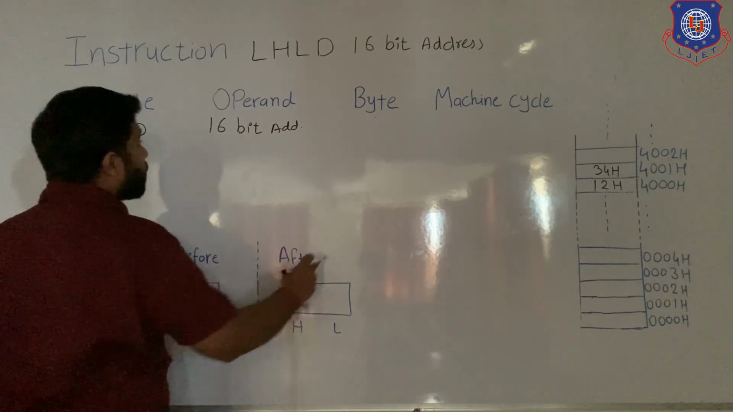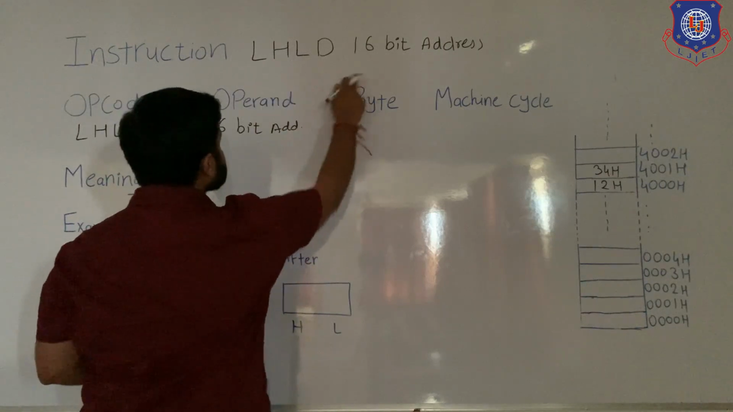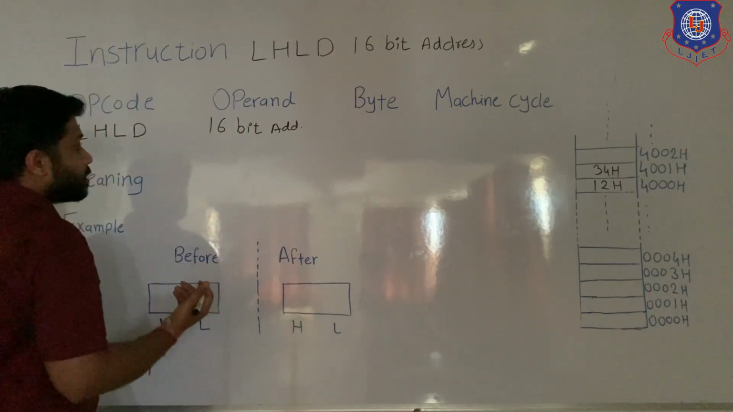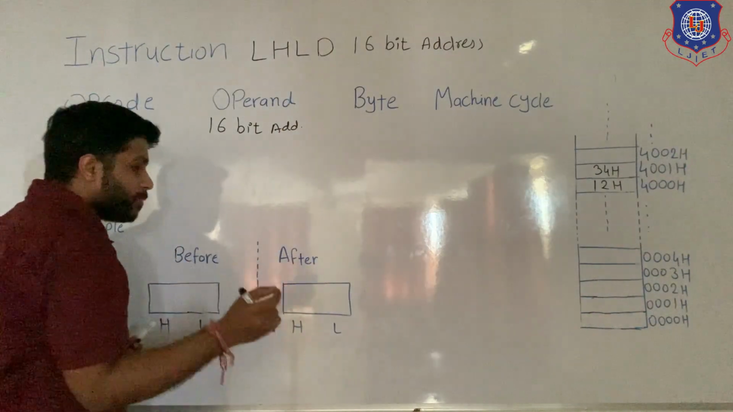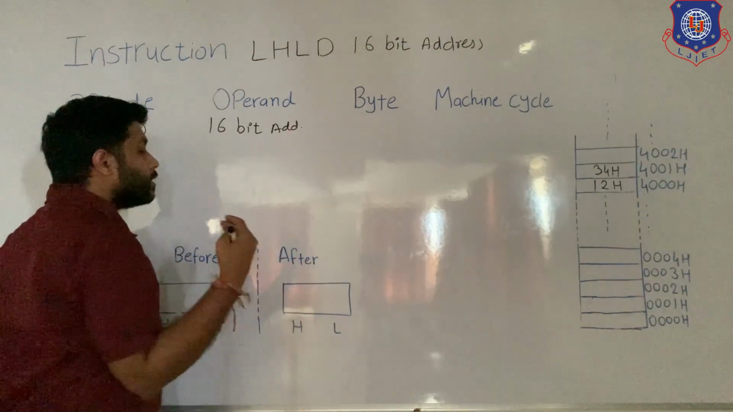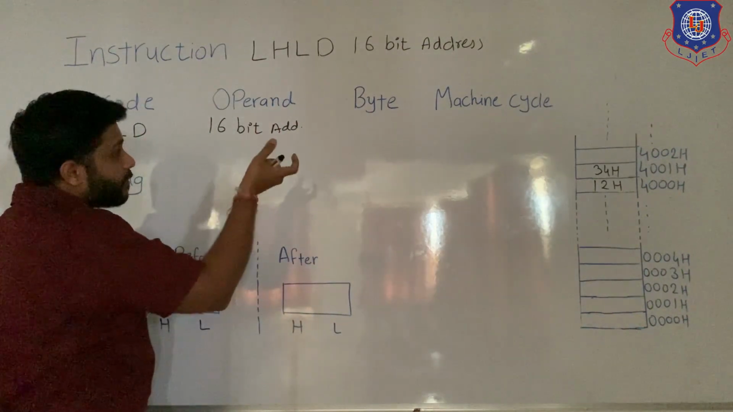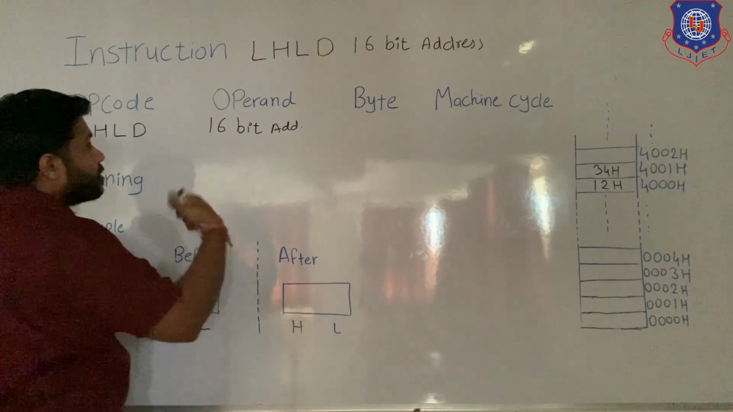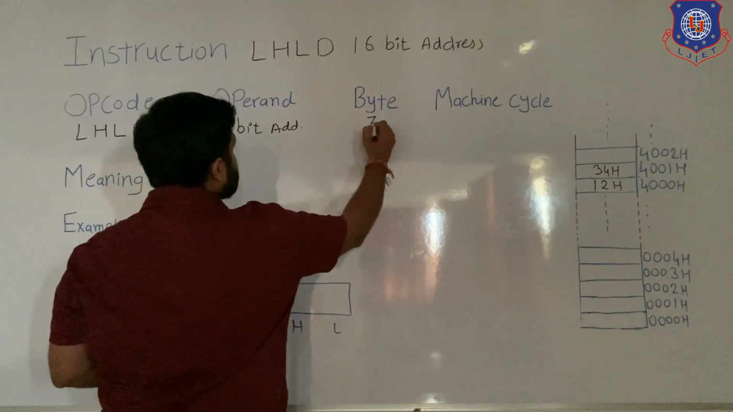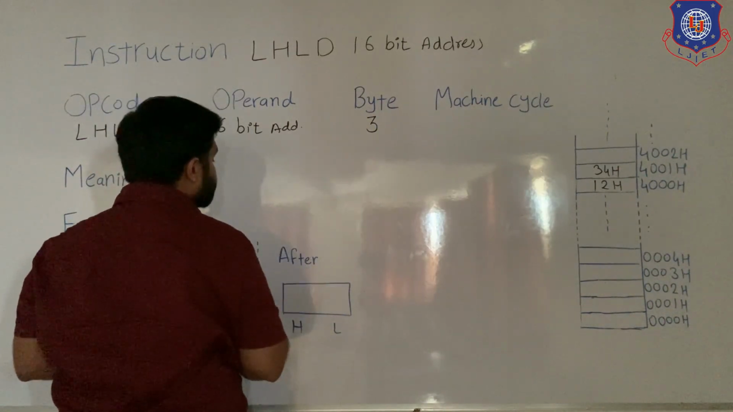What is the byte size of this instruction? If no data is present in the instruction, it means 1 byte. If 8-bit data is present, it means it is of 2 bytes. If a 16-bit value is present, it means this instruction is of 3 bytes. So it is a 3 byte instruction.